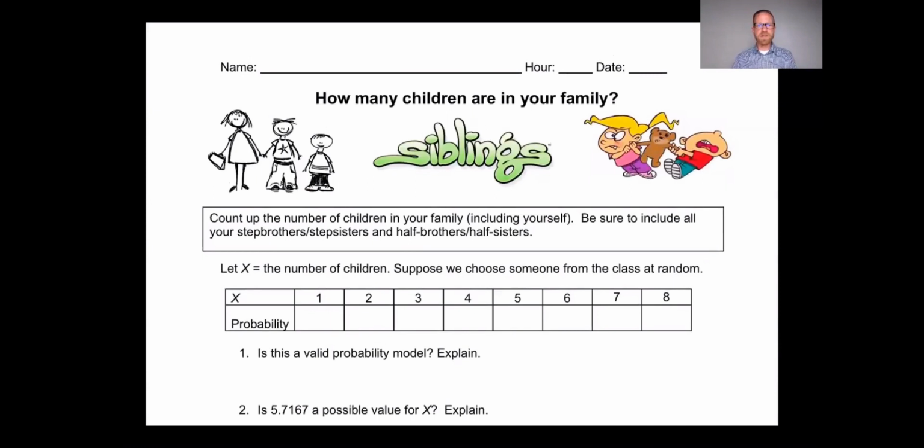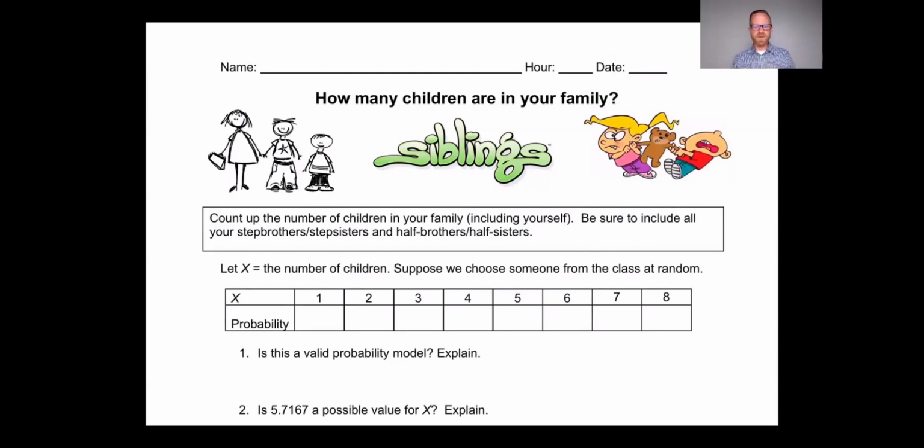The activity is titled, How Many Children Are in Your Family? And so you can see it says here, count up the number of children in your family, including yourself. Be sure to include all your stepbrothers, stepsisters, half-brothers, half-sisters. Let X equal the number of children. Suppose that we choose someone from class at random.